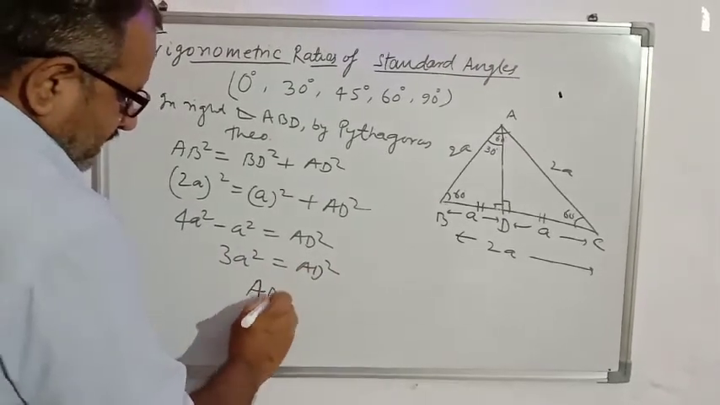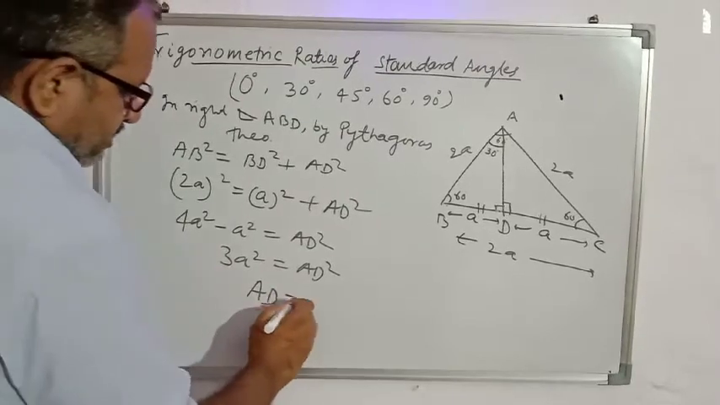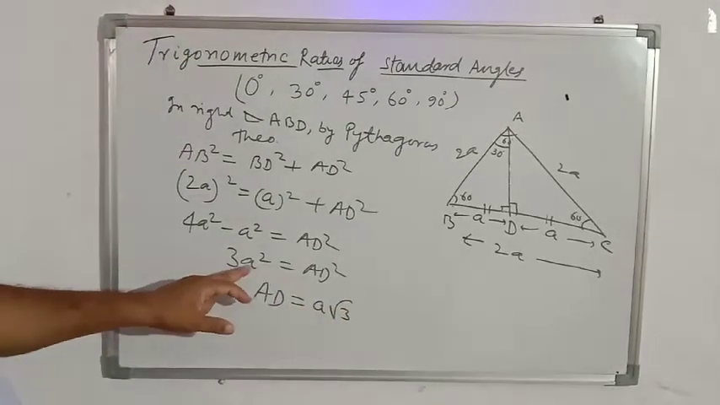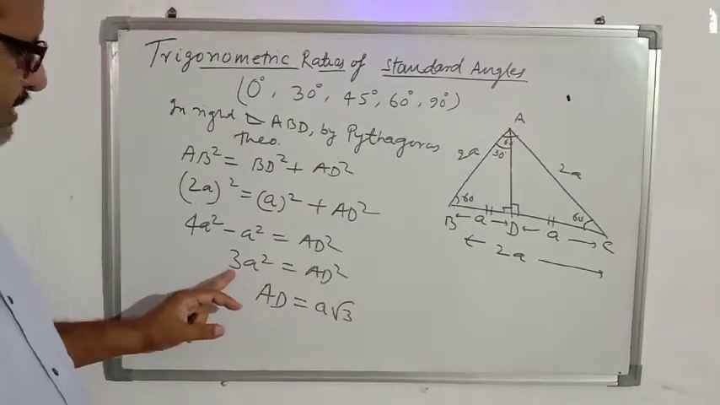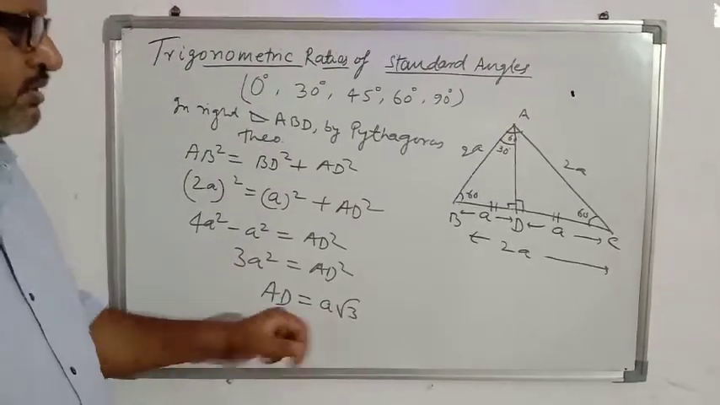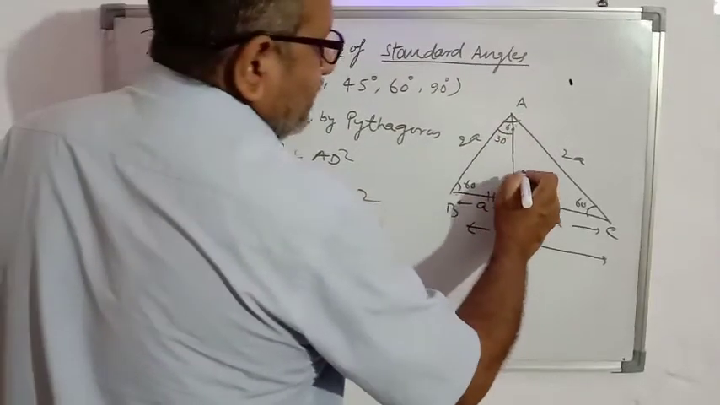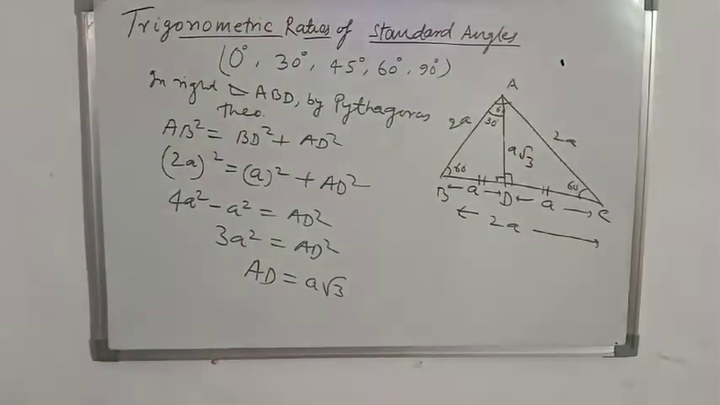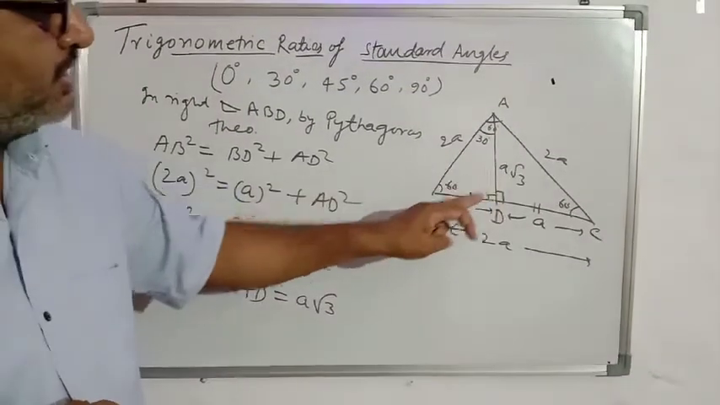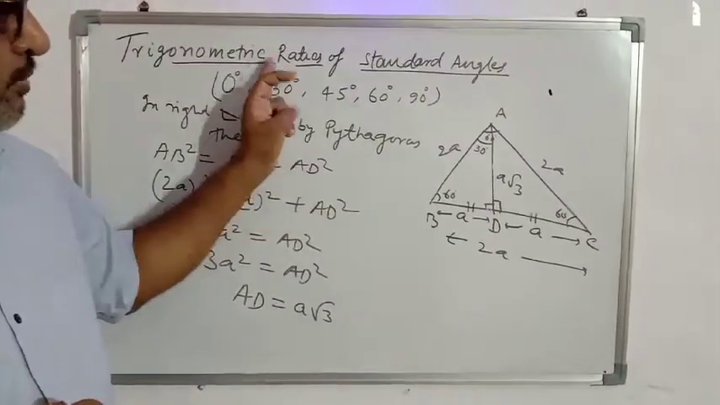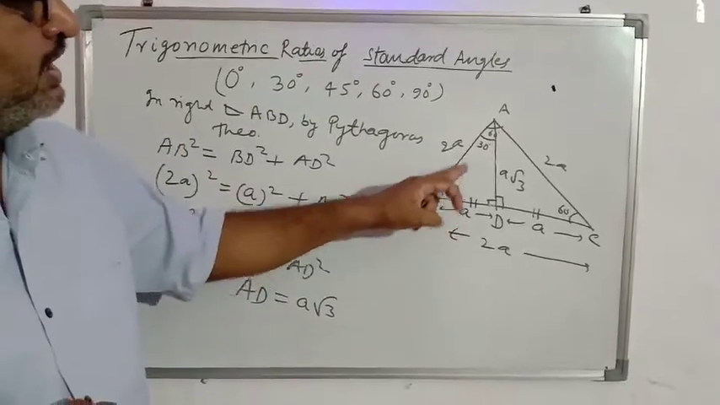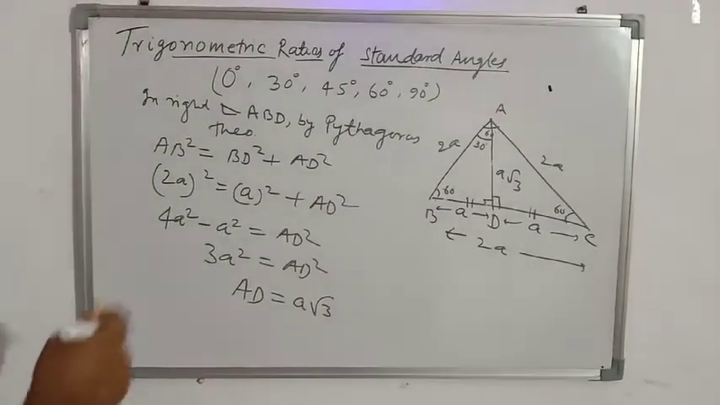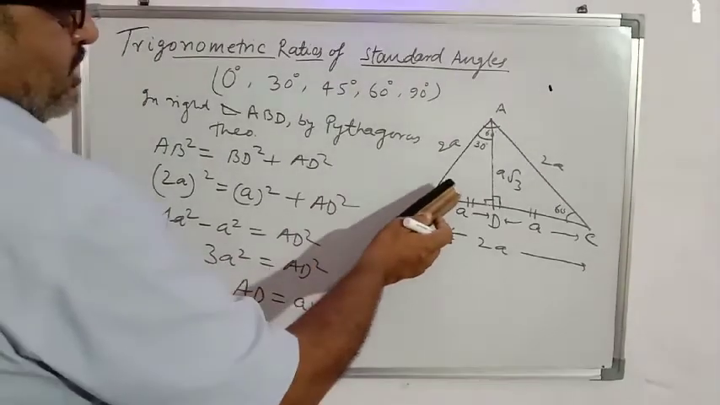So what will be AD? We will take the square root. So it will be A root 3. Square root of A square will be A. We cannot take the square root of 3, so we can write A root 3. So the third side AD will be A root 3 using Pythagoras theorem. Now all the three sides are known. We can write the trigonometrical ratios for 60 degree or for 30 degree. So let us write the trigonometrical ratios for 60 degree.